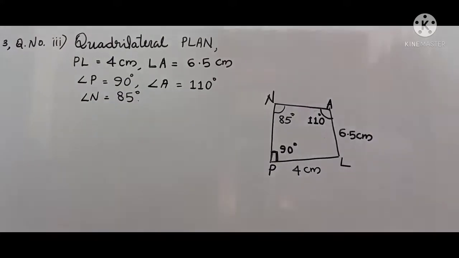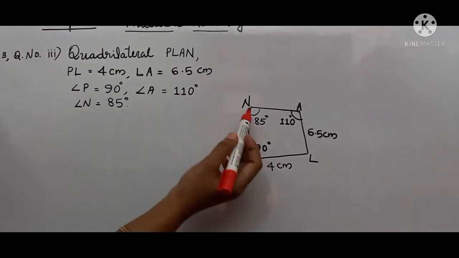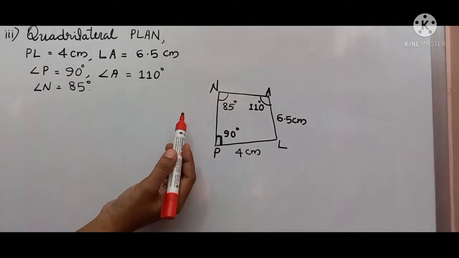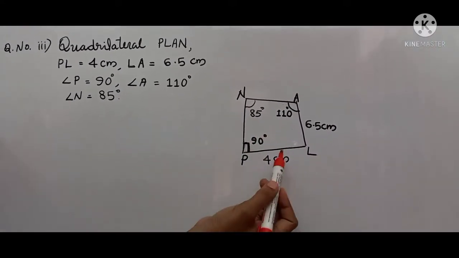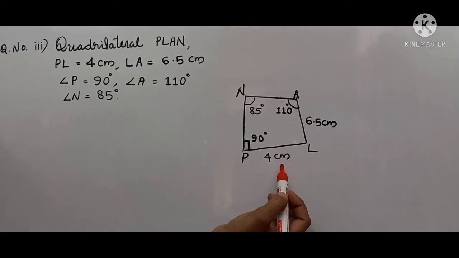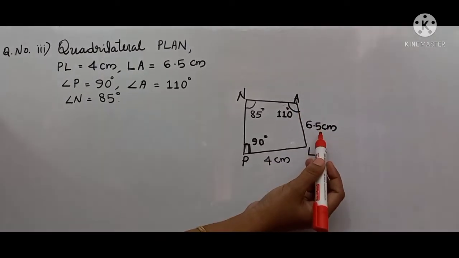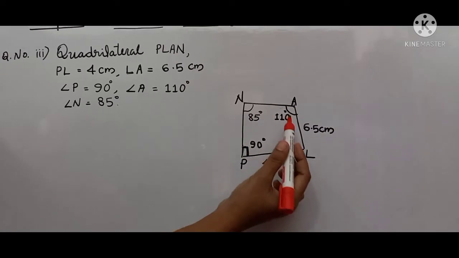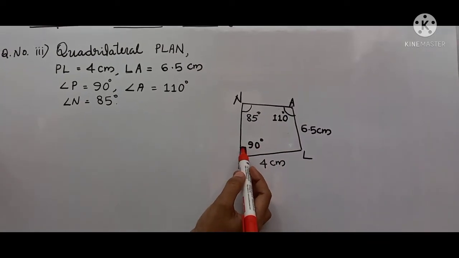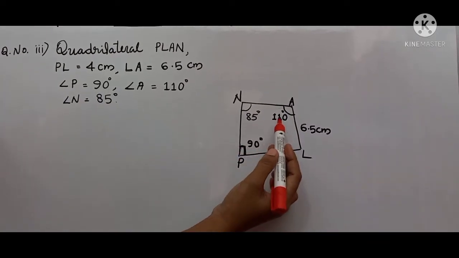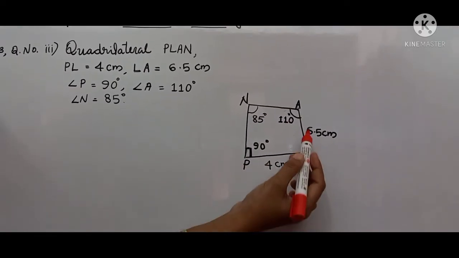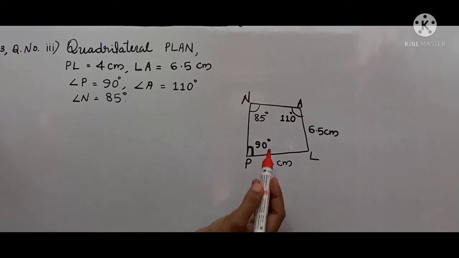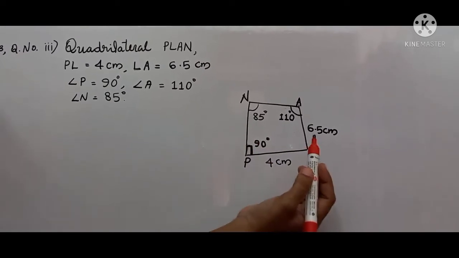This much is given here, and I have drawn a rough sketch of this plan and marked the given measurements. PL is 4 centimeter, LA is 6.5 centimeter, and we have these three angles: 90 degree, 85 degree, and angle A is 110 degree. But we have to think whether these measurements are enough for constructing this plan.